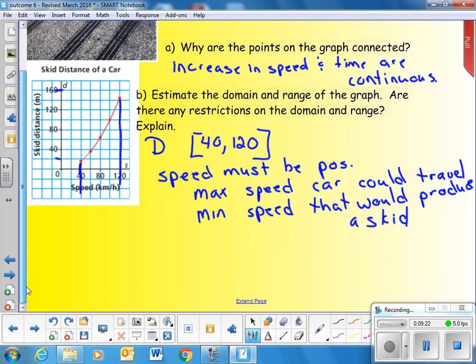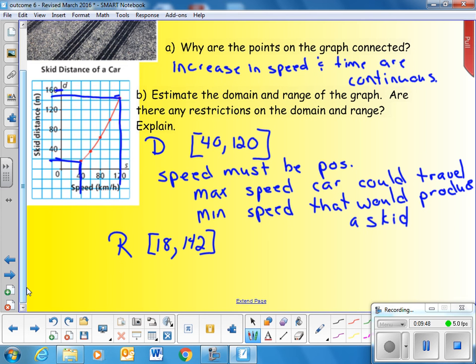Let's look at the range. Our range on our graph, our lowest point is down here, with the highest one being up here. So our lowest point in the range would be just below 20, so perhaps about 18. The highest point is just above 140, so I estimated it at 142.